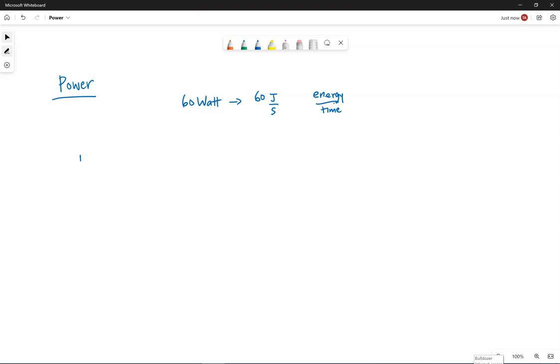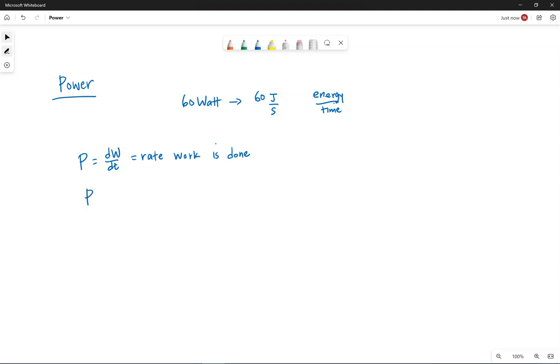The concept of power is the rate at which work is done. Meaning, how fast is energy transformed from one form to another? In the case of a light bulb, it is converting electrical energy into light and heat if we're talking a typical light bulb.